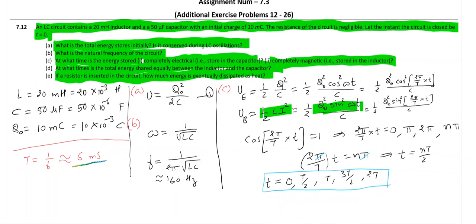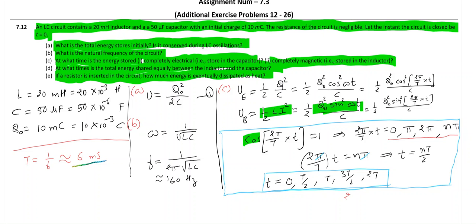Now, a similar exercise you can carry out for the inductor also. When the energy will be stored in the inductor, instead of this cos, take sine. Then you will realize that for sine theta to be maximum, instead of considering the values to be 0, pi, 2 pi, n pi, you will have to compare 2 pi by t into t with 90 degree, because sine 90 is maximum, then 3 pi by 2, 5 pi by 2, and so on.